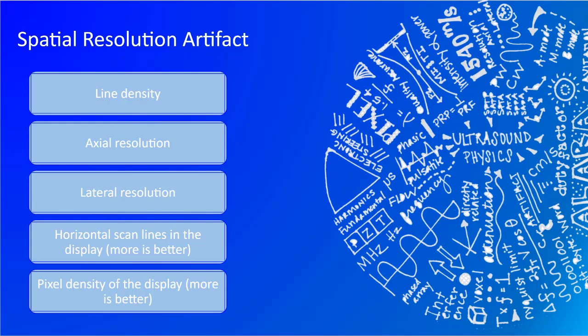Horizontal scan lines in the display depend on how our monitors are created. If our monitors don't have the resolution to display all the true anatomy, that can introduce spatial artifact. And pixel density. We know that the more pixels there are, the more detail that we can get. So if we have a low pixel density, we are not, again, displaying the anatomy in its true form. So spatial resolution refers to the detail. Spatial resolution artifact refers to not having enough detail to show true anatomy.